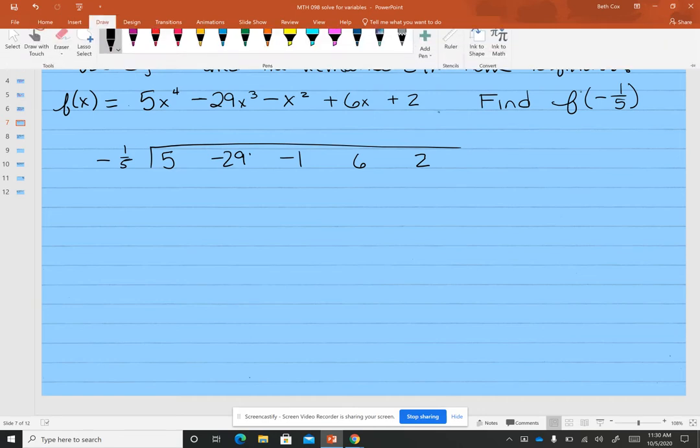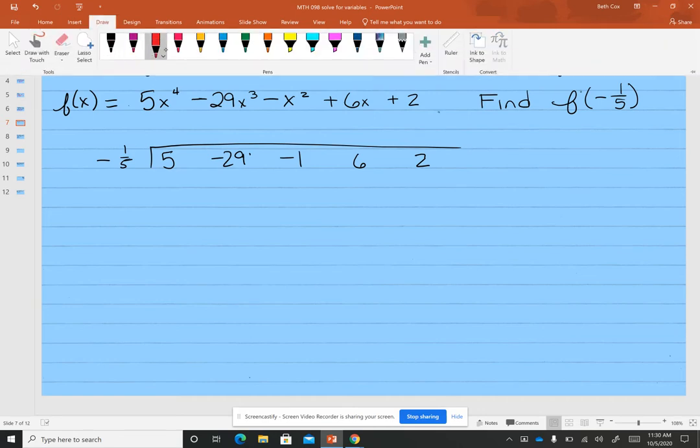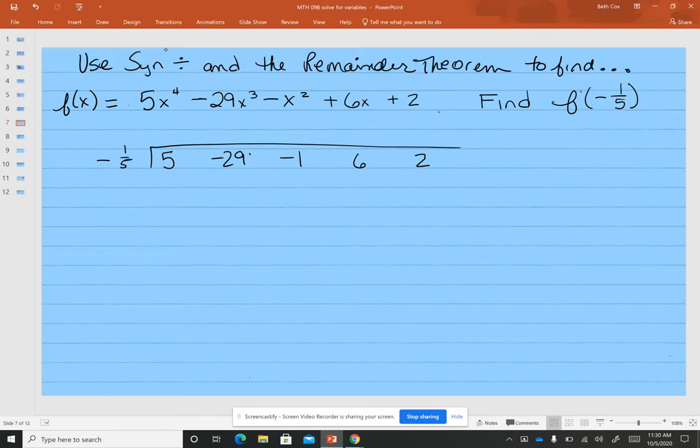So we're going to do synthetic division. I've got the numbers. I pulled the coefficients off, and I pulled the negative 1/5 down. And here's the little trick. Multiplying by negative 1/5, and I'm going to write that over here, is the same as dividing by negative 5. So we're going to use this little divide by negative 5 to make this problem a whole lot easier. So let me show you.